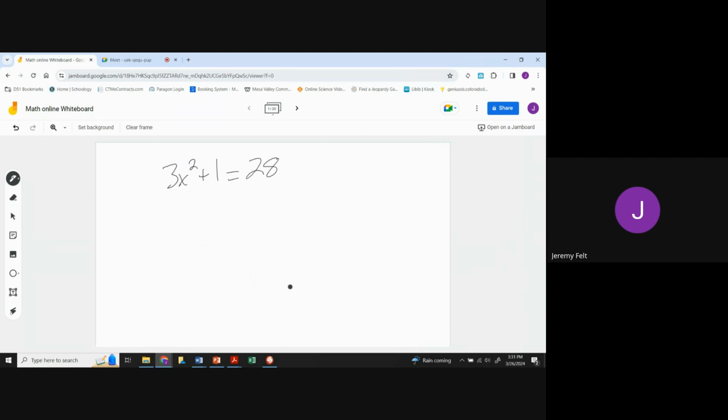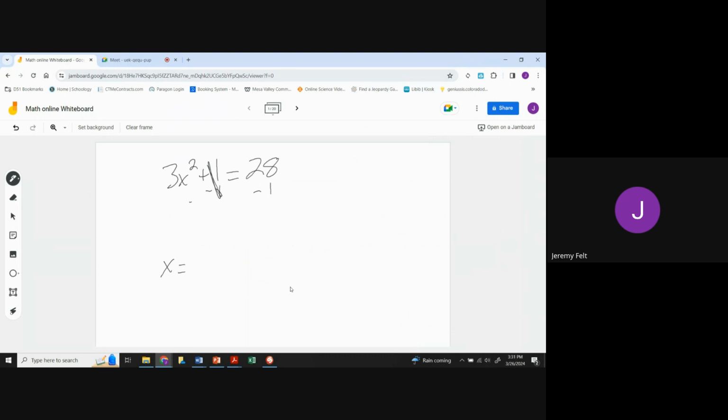just like our one-step problems, our two-step problems, our three-step problems, we want to think inverse operations to try and get x, or a, b, c, whatever it is, on its own. We want to isolate the variable. We want to get x by itself. So first thing we can do is we can minus 1. I do it to the left, I have to do it to the right.